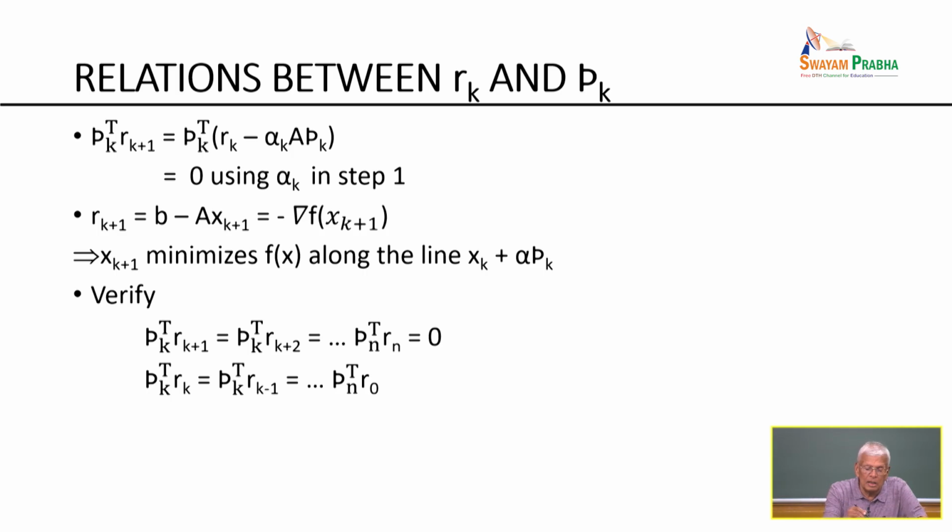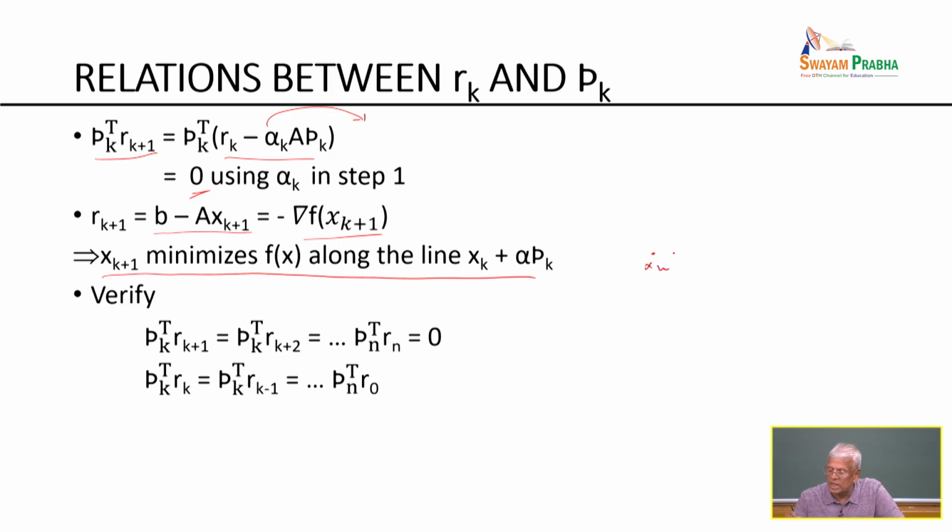The r k and p k relation can be examined by p k transpose r k plus 1. r k plus 1 from the algorithm is r k minus alpha k A p k. Now, by substituting the value of alpha k from step 1, we can see this is 0, and we already know r k plus 1 is b minus A x k plus 1, that is the negative of the gradient. Therefore, we can conclude that x k plus 1 minimizes f of x along the line x k plus alpha p k. So, that is an important property.